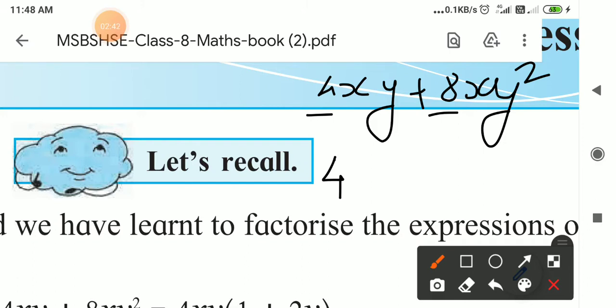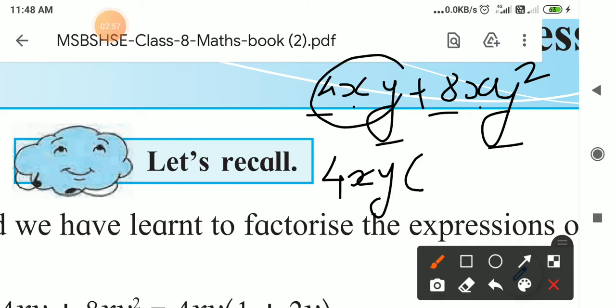Here a single x is there, and here also a single x is there, so write 4x. Now here 1 y and here 2 y's are there. y square means 2 y's, so from this, the smallest one, y, you take outside. Now from 4xy, all of 4xy has gone outside, so what remains? 1. Plus, 4 into 2 is 8.